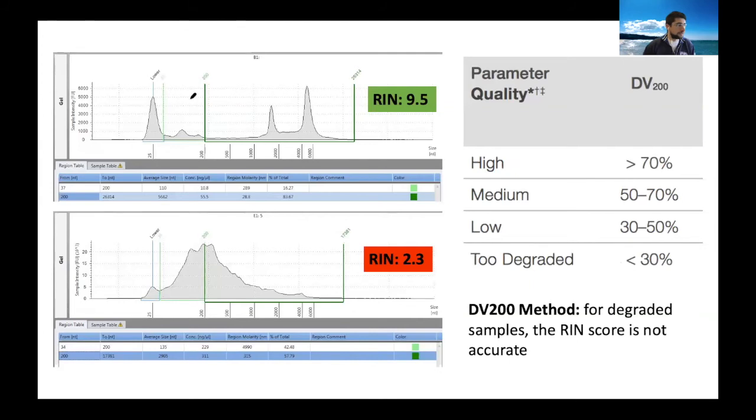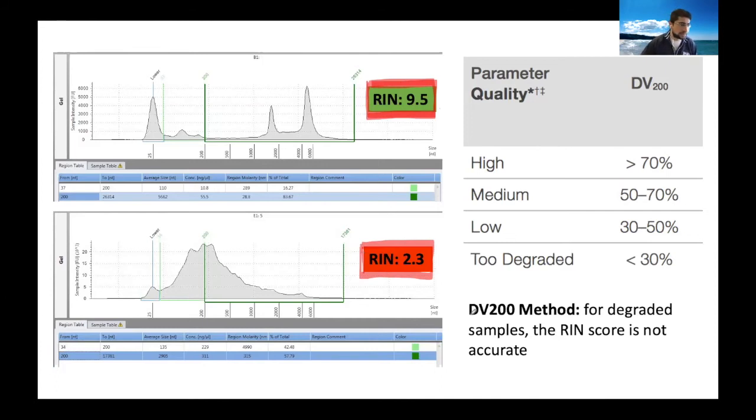And this is another view of a very good RIN score. This was extracted from fresh cultured cells, and you see it's quite good. And this was actually extracted from FFPE samples, and you see the RIN score is very, very low. When the RIN score is very, very low, we are actually using in the lab a different metric to test whether the RNA is even usable for RNA library preparation.